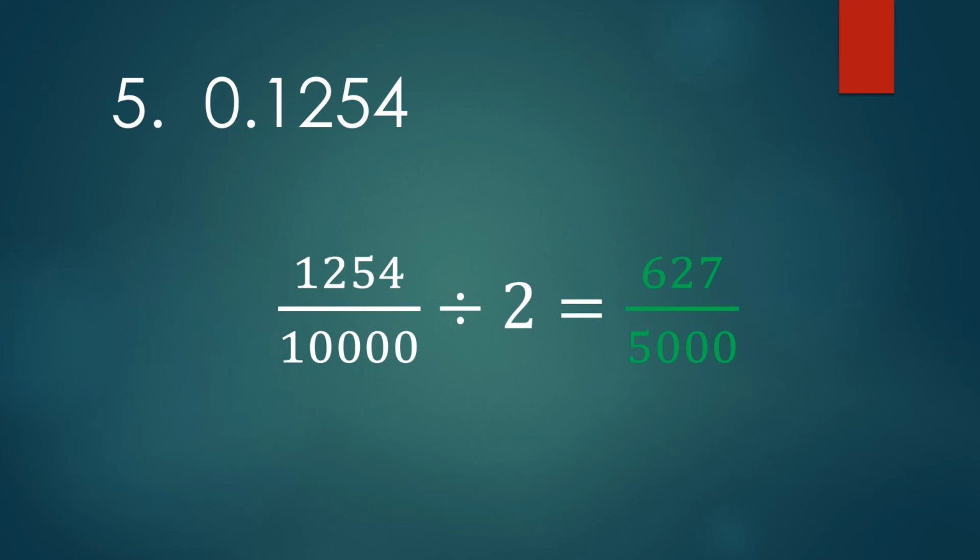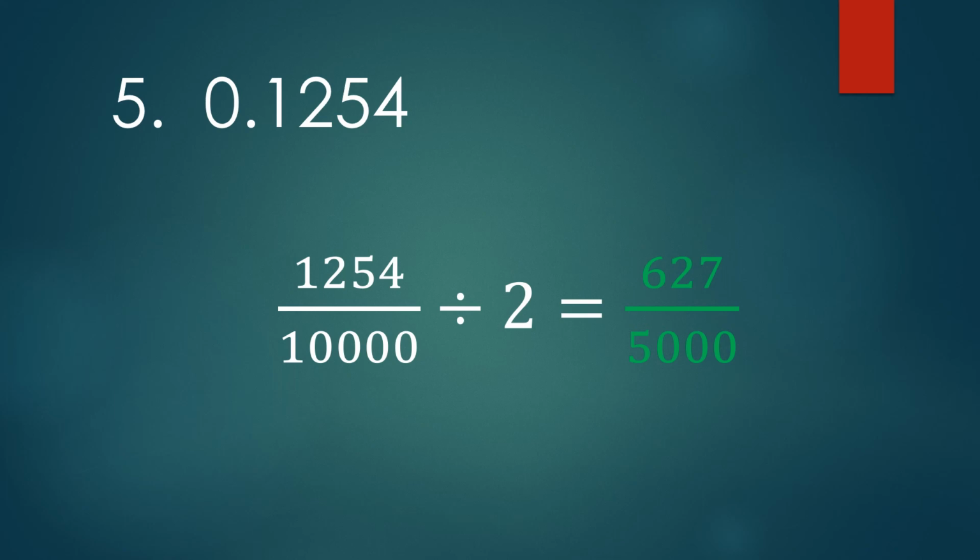Number 5, 0.1254. Rewrite the decimal number as a fraction with 1 in the denominator: 0.1254 over 1. Multiply to remove 4 decimal places. Here you multiply top and bottom by 10 to the 4th power. 0.1254 over 1 times 10,000 over 10,000 equals 1,254 over 10,000.